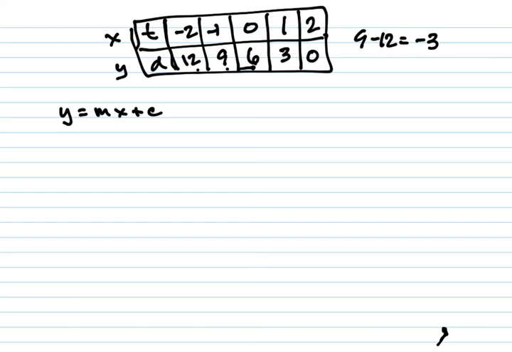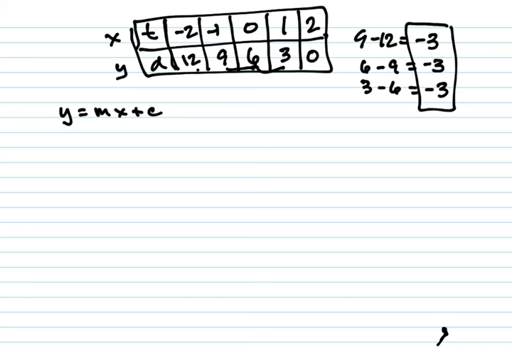All right, now we'll do these two. So that's 6 minus 9, which is also negative 3. So do you see what's happening? We're getting the same value each time. So you could do another one. 3 minus 6 still gives you negative 3. So this is telling you that there is a common difference. And that common difference is negative 3.